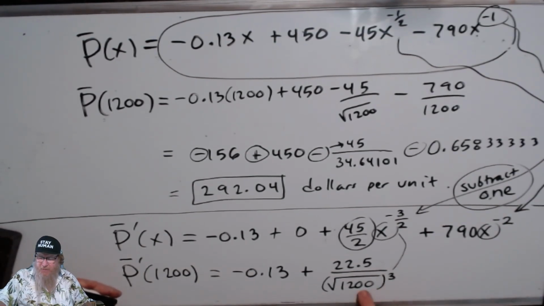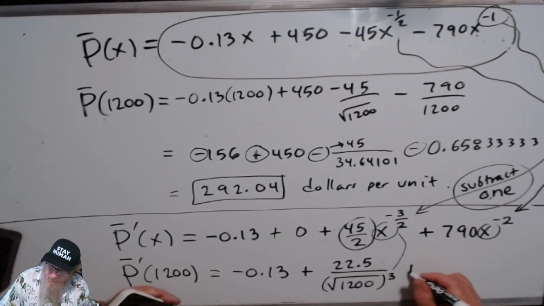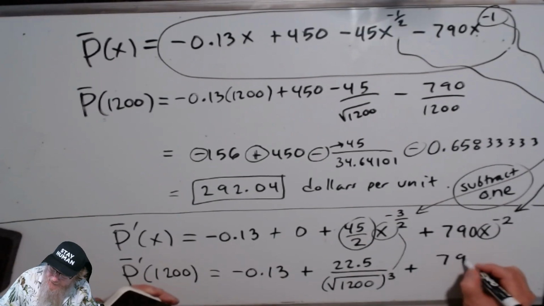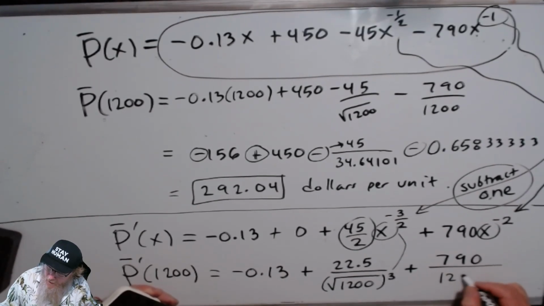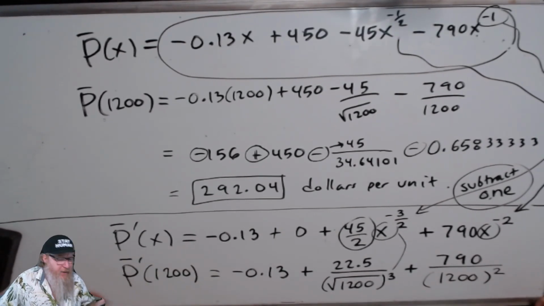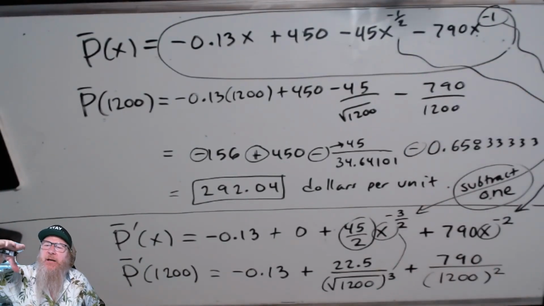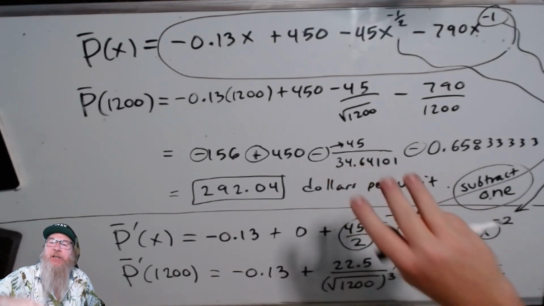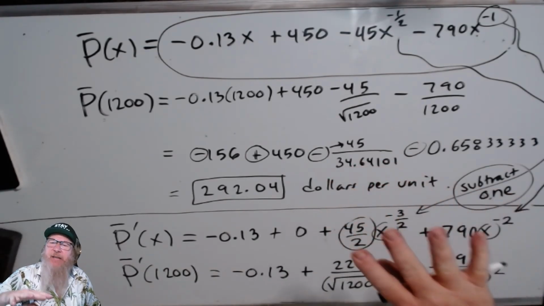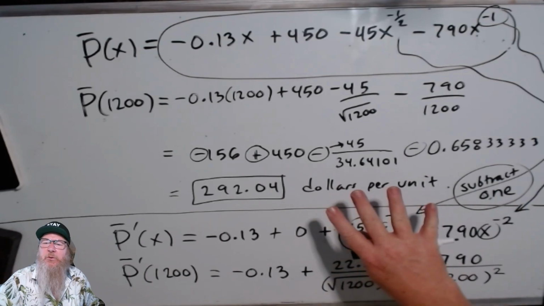All right. I could cube it on the inside or the outside. It looked a little messy on the inside, so I put it on the outside. And then this one's going to be 790 over 1200 squared. So you can write negative powers when you're performing the simplification and the derivation, taking the derivative, using the rules.